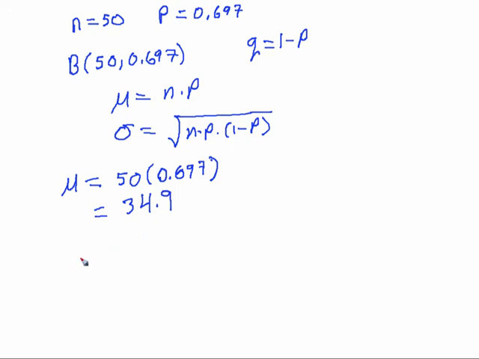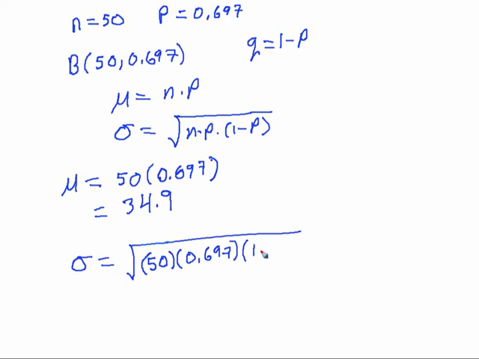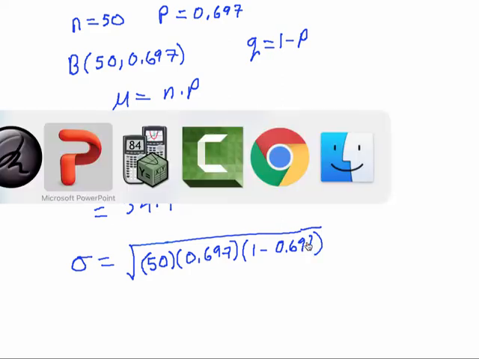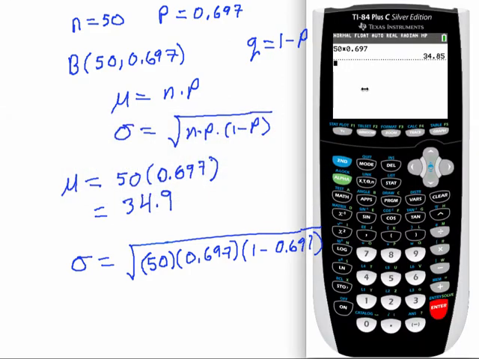Okay, how do we calculate the standard deviation? Well, sigma would be equal to the square root of n times p times 1 minus p. So I'm going to put the actual numbers in there: 50 times p, which is 0.697, times 1 minus 0.697. Now, it takes a little bit of practice to get good at putting this in our calculator. Not too much, but enough to warrant taking some time to do it here. So how do we put that in the calculator?